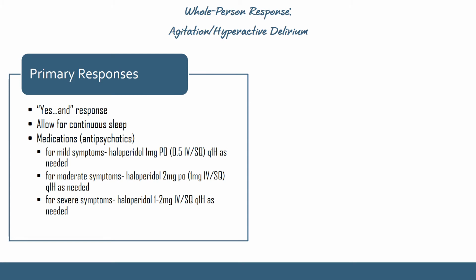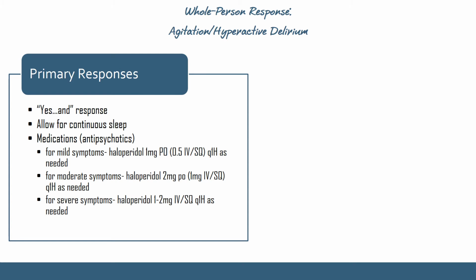If non-pharmacological responses are insufficient, medications can be used to help reduce the agitation. A common misconception is that Ativan is a first-line response to agitation. Unfortunately, studies have shown that Ativan in fact can increase agitation unless they're in alcohol withdrawal. Instead, we recommend using antipsychotics such as haloperidol.